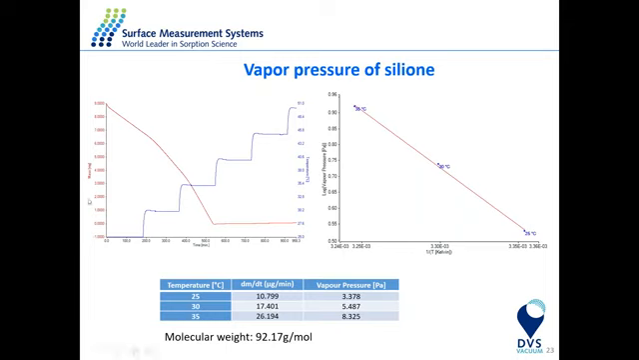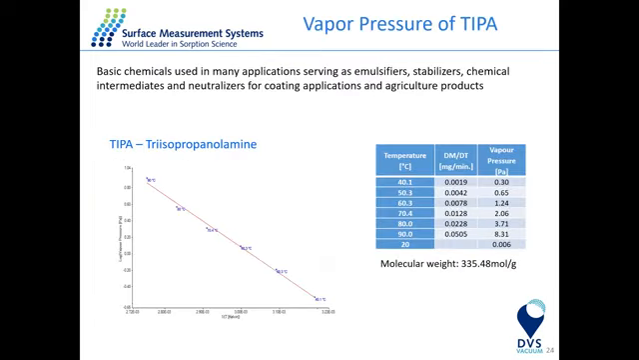But in the small narrow temperature range between 25 and 35 degrees, we were still able to calculate the vapor pressure of this silicone, which was about 3.3 Pascal at 25 degrees. The other application is the vapor pressure of basic chemicals, like stabilizers and neutralizers. Here we look at the vapor pressure curve of 3-isopropanolamine, measured over a narrow temperature range from 40 to 90 degrees. Those go higher in temperature to evaporate. We were able to extrapolate the value for 20 degrees, which was about 0.006 Pascal.